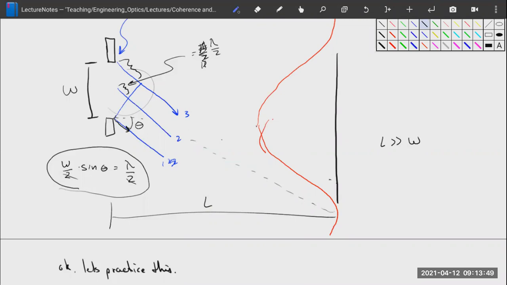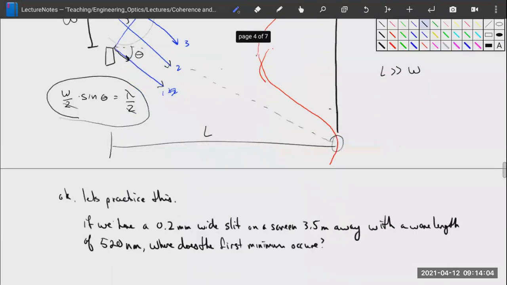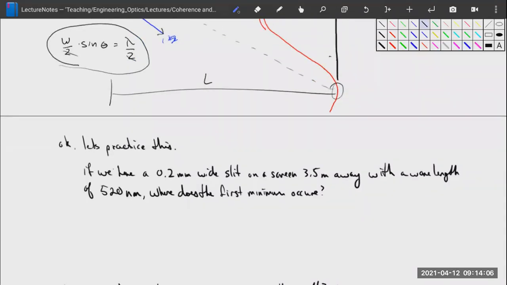And it takes all of those paths at the same time. And if the sum of those paths is 0, then you're going to have a dark spot here. That's essentially what the goal of this is. Let's practice this formula really quick.